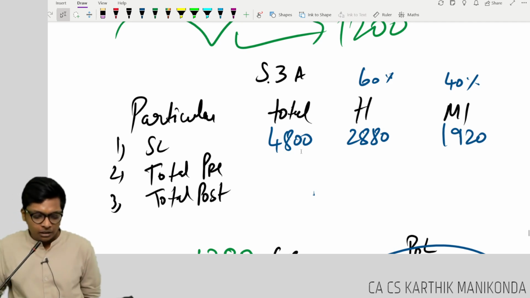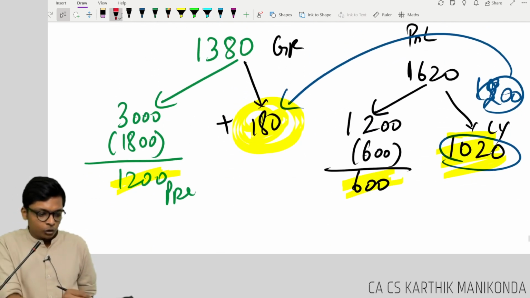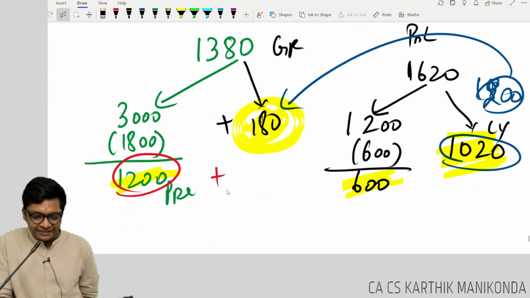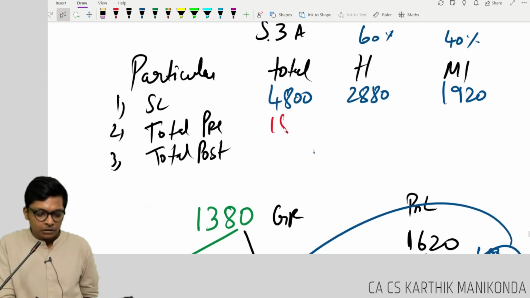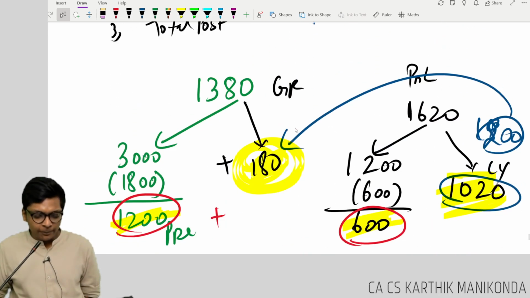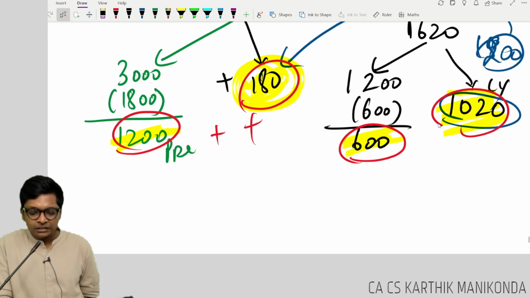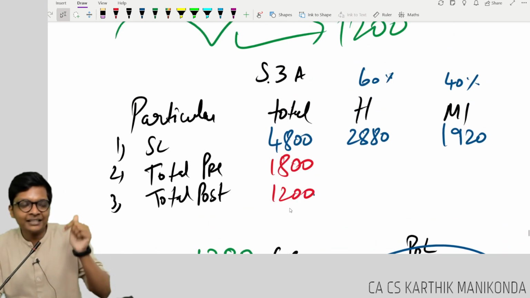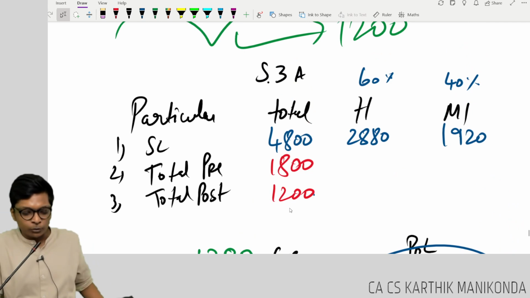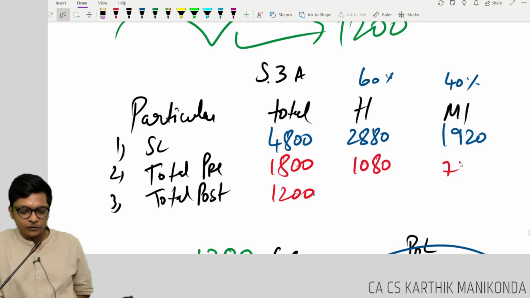Next, total pre, come down. Our total pre is 1200 plus 600, correct? How much are you getting? 1800. Similarly, total post is 180 plus 1020, 1200. Here they have done it a little differently, but you understood this. Proceed. Holding share of pre is 1080, minority 720. Similarly, post 720, 480.